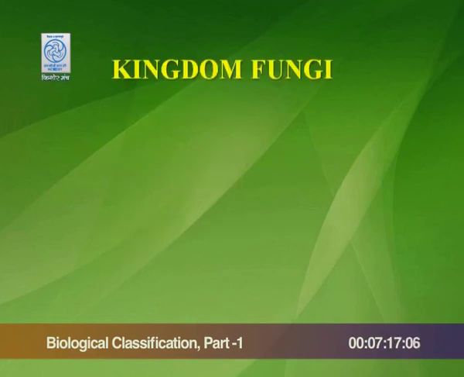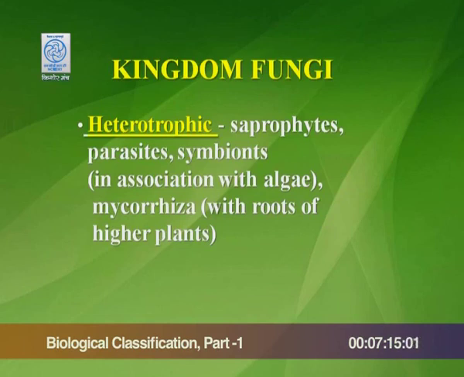Kingdom Fungi: they are heterotrophic. They may be saprophytes, parasites, symbionts when they are found in association with algae, or mycorrhiza when they are found with the roots of higher plants.